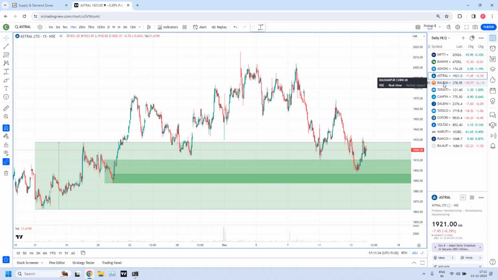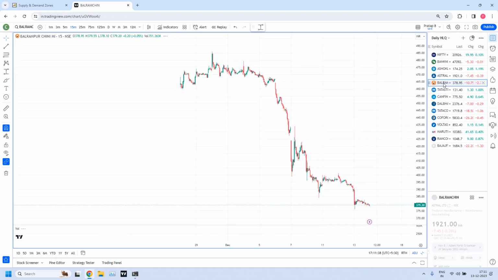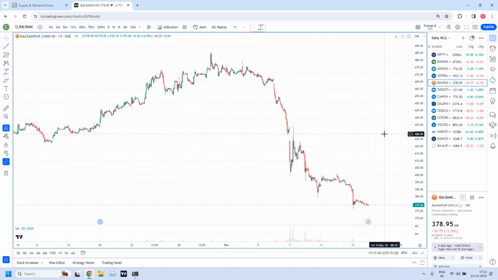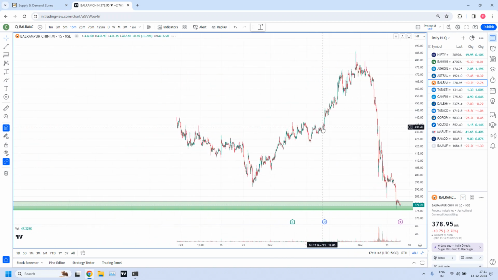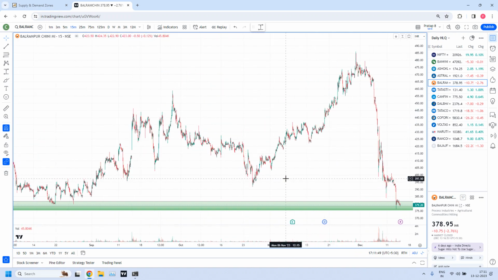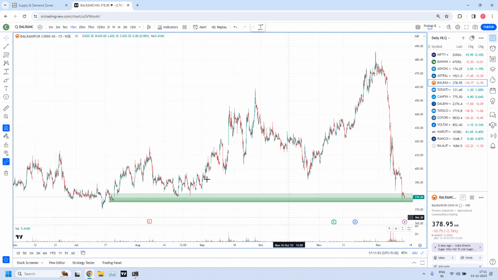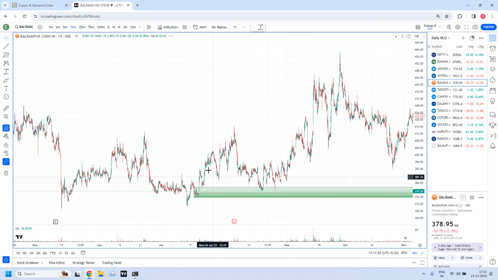And the next one is Balarampur Chini. And remember, today I have given an exercise on this stock in our Telegram group. Hope you have done this exercise. Check your answer. Whatever the question I asked, now check the answer. So what is the question I asked?